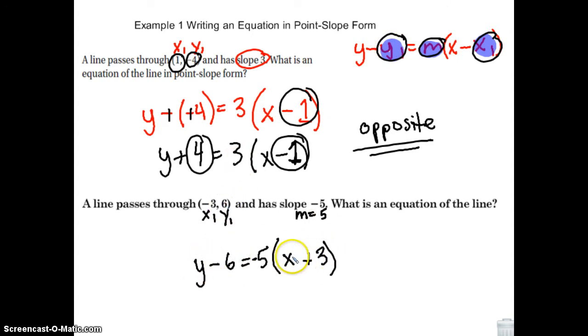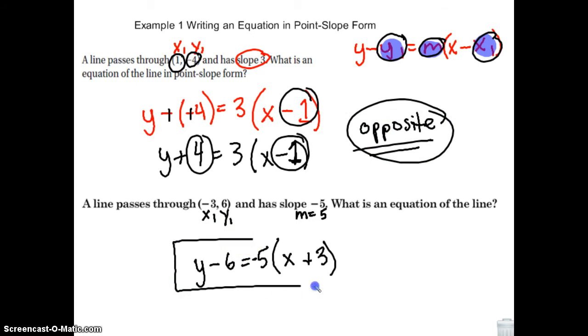And then see what I did here? I already simplified it because I know that this is a negative 3. So I remember that it's going to be the opposite. So I'm going to do x plus 3. This is our answer. That's all we have to do on this first problem.